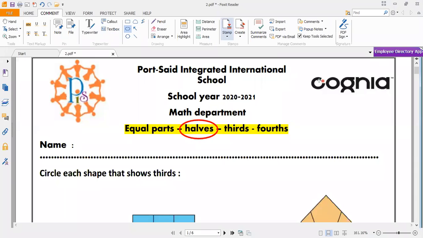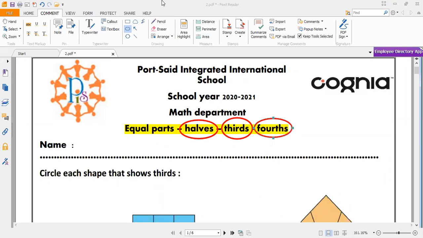Who can tell me the thirds? Go ahead Maryam. What's the meaning of thirds? We said that halves means two equal parts. Thirds, Maryam? Three equal parts. Three equal parts. And the fourths? Go ahead Adam. Four equal parts. The fourth means four equal parts.